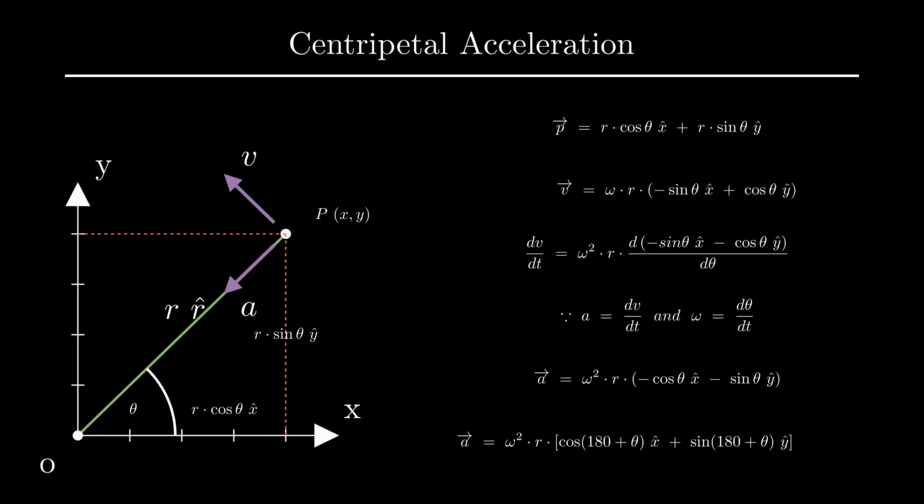This equation demonstrates that the vector's direction points towards the center of the circle, around which the object is rotating, leading us to term this acceleration centripetal acceleration. The magnitude of the acceleration is represented by the expression shown here.